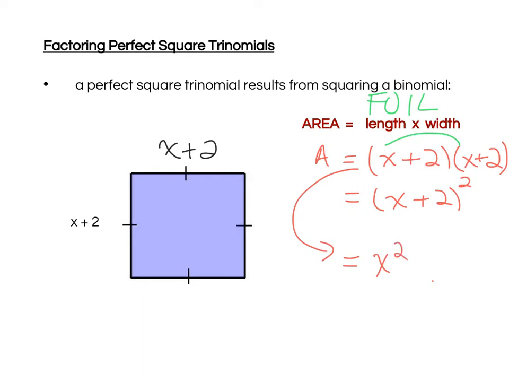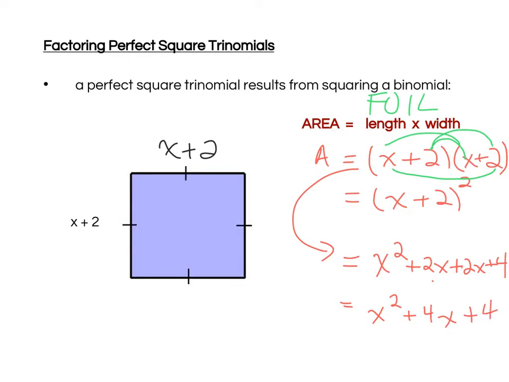If I multiply my outside terms together, then I end up with positive 2x, so plus 2x. I'm going to go ahead and do that to my inside terms, so that will give me plus 2x. And then finally my last terms with each other, so that's the 2 and the 2. So that will give me plus 4. So now I'm just going to simplify that. x squared plus 4x plus 4.